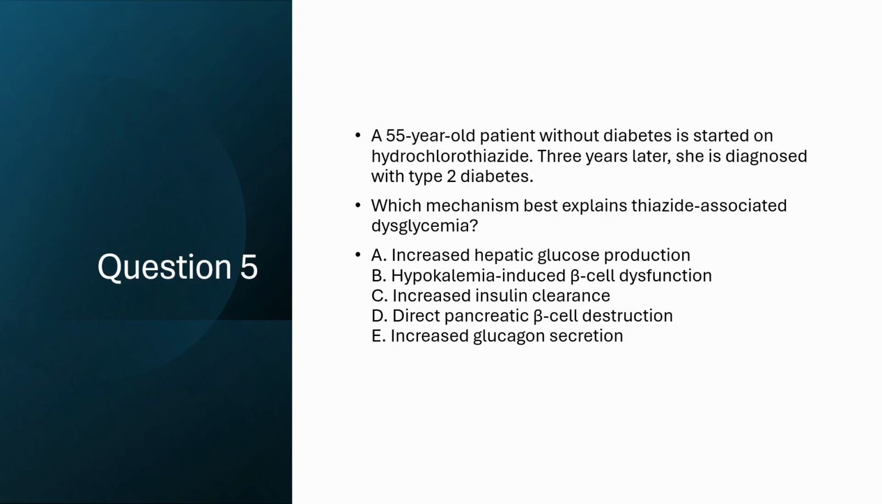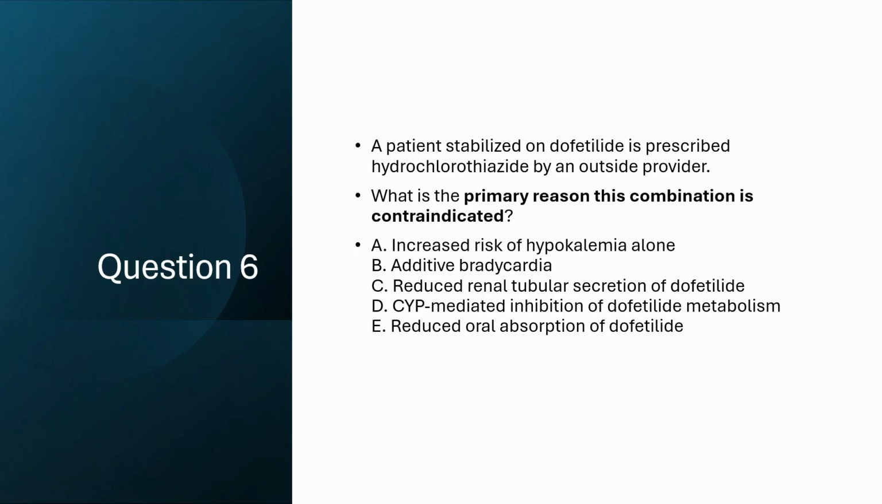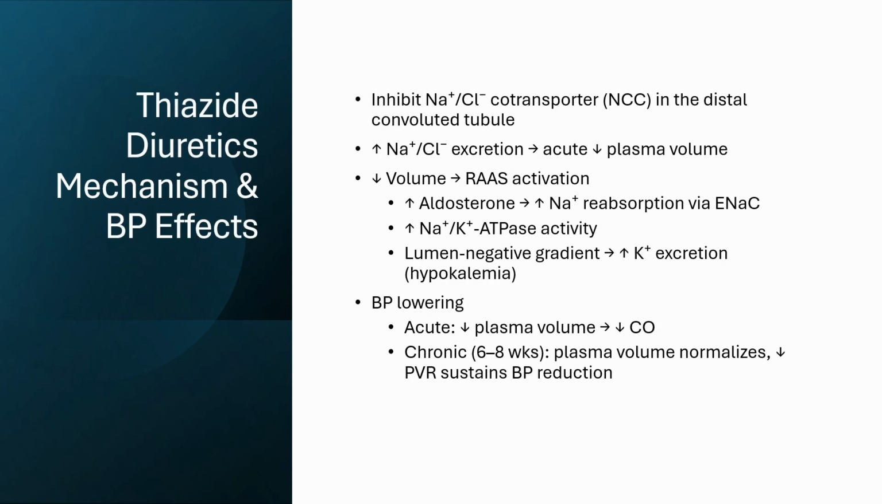Question 5. A 55-year-old patient with diabetes is started on hydrochlorothiazide. 3 years later, she is diagnosed with type 2 diabetes. Which mechanism best explains thiazide-associated dysglycemia? And the last question, a patient stabilized on dofetilide is prescribed hydrochlorothiazide by an outside provider. What is the primary reason this combination is contraindicated? Let's take a look at how thiazides work.